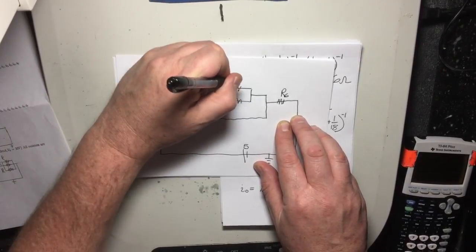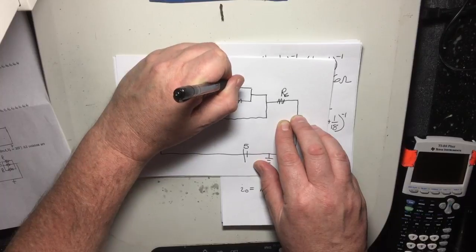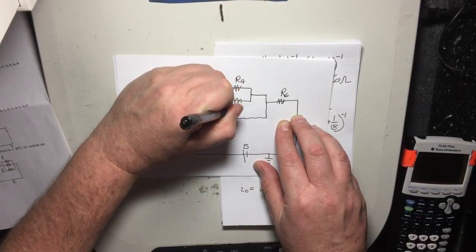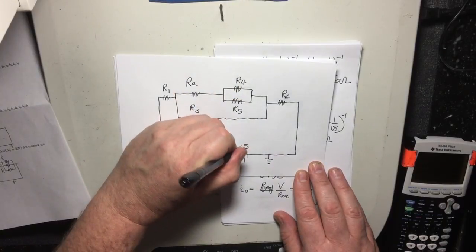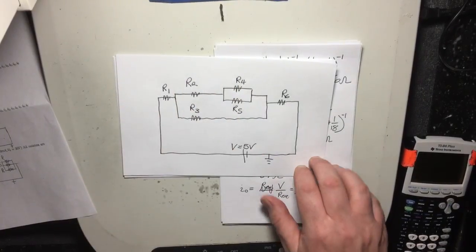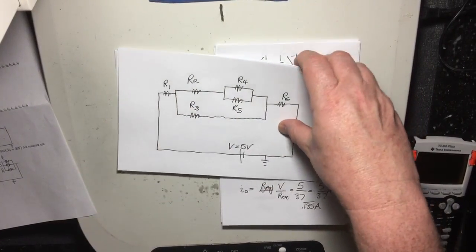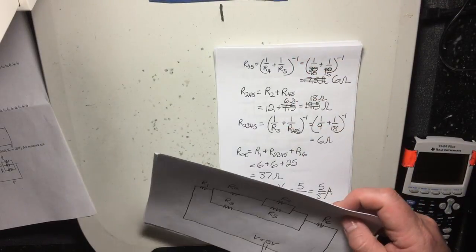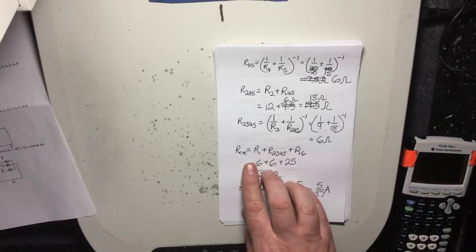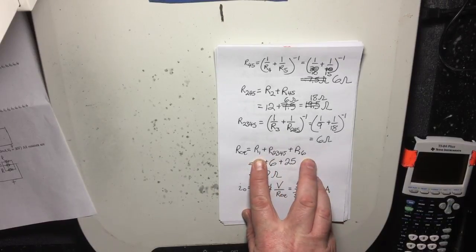Get R1 and R6. Hold on just a second. It's ridiculous. What was your question? How do you get R1 and R6? Can you do R equivalent? When I get R1 and R6, well, R1 and R6 are given on the problem.